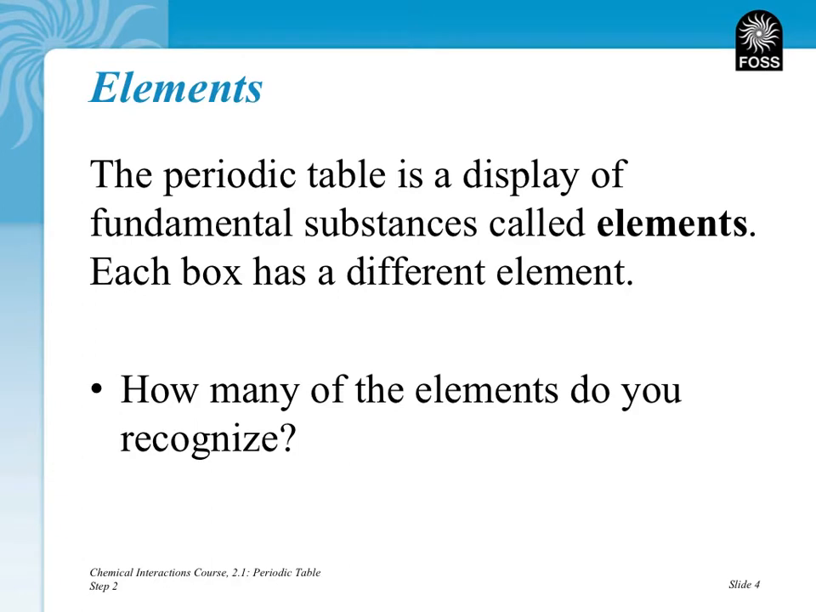So the periodic table is a display of fundamental substances called elements. And each box has a different element. When you go back and look at those, you'll see they have the name of the element, a one or two letter abbreviation of the element, and they'll also have a number for that element. And you probably look at it and wonder, well then why didn't they just list them 1 through 120 or something? Why do they have to do it in this particular fashion? The way that it is set up is unique, and it will help us understand about each of those elements and what makes them different from each other.